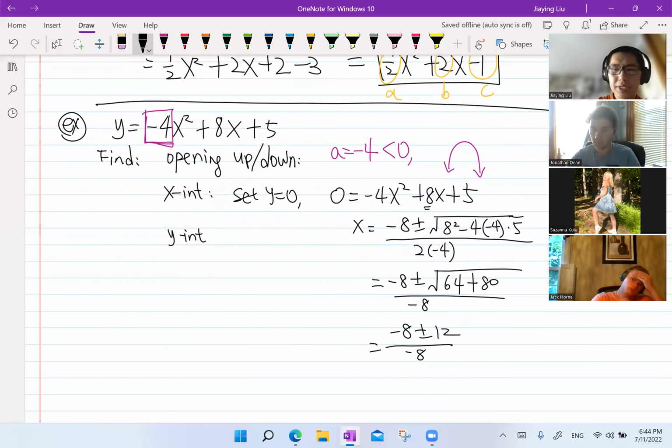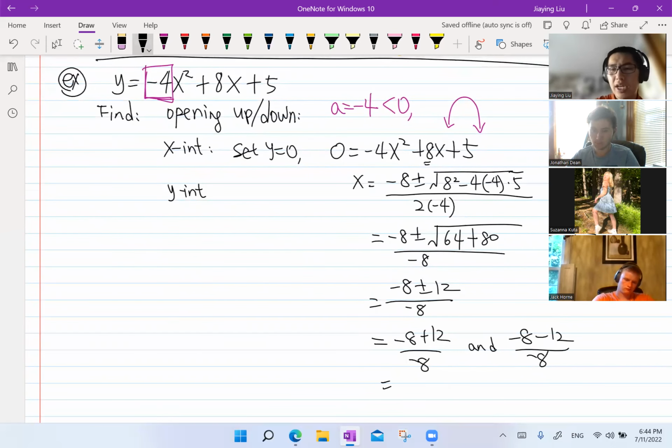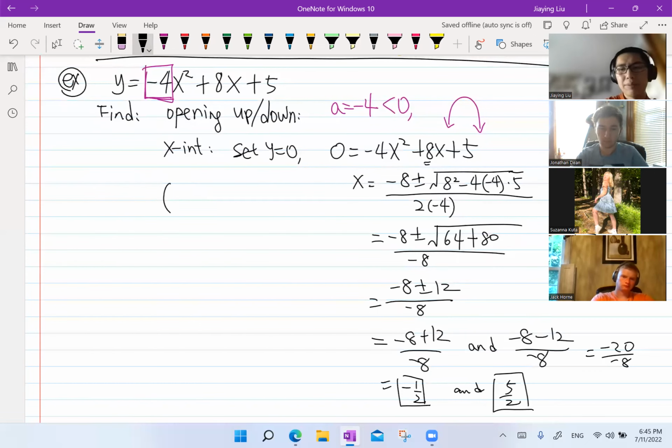So it turns out the two x-intercepts we can write from here, we're going to write two values: negative 8 plus 12 over negative 8, and negative 8 minus 12 over negative 8. A lot of negatives, just be careful. The first x value is negative 8 plus 12, that's a 4, divided by negative 8, that's negative 1/2. And the second value is negative 8 minus 12, that's negative 20, over negative 8, so that's going to be a positive 5 over 2. Okay, so that's worked out well. We're lucky. So those are the two x values. So that means the x-intercepts are negative 1/2, 0 and 5 over 2, 0.